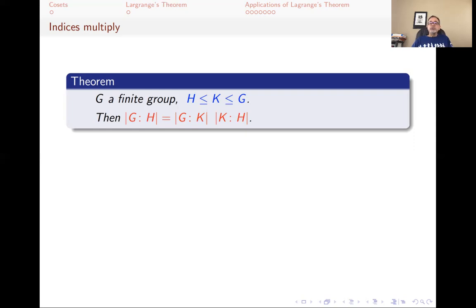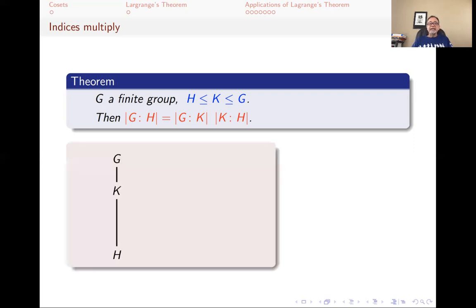Now, do those terms actually make sense? The index of H in G is the number of right cosets of H in G. The index of K in G is the number of right cosets of K in G, okay? And the index of H in K is the number of right cosets of H in K. And that makes sense because H is a subgroup of K, and therefore we can find its right cosets.